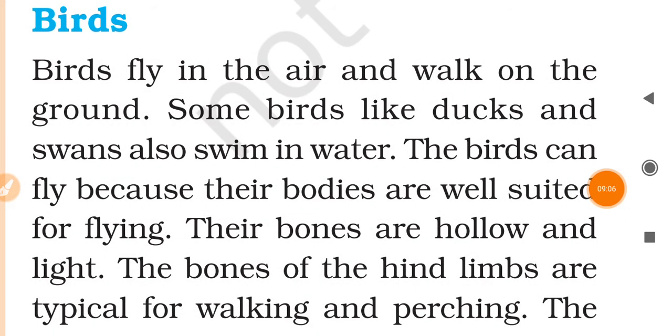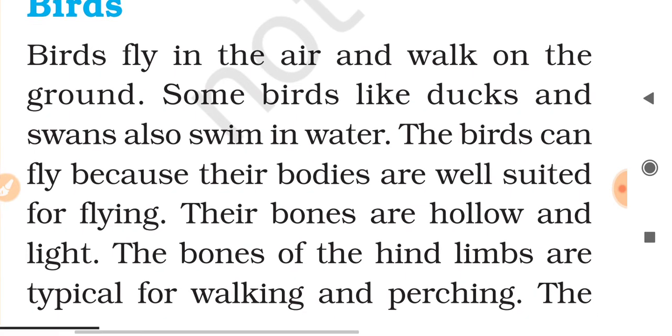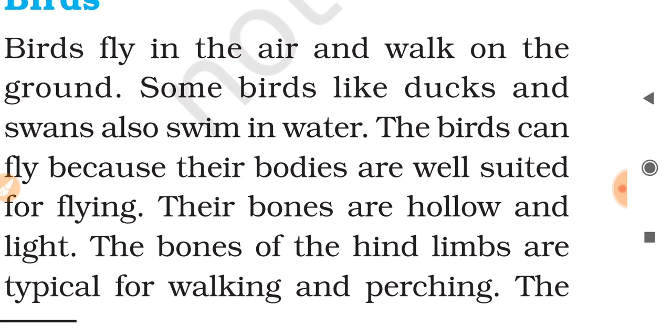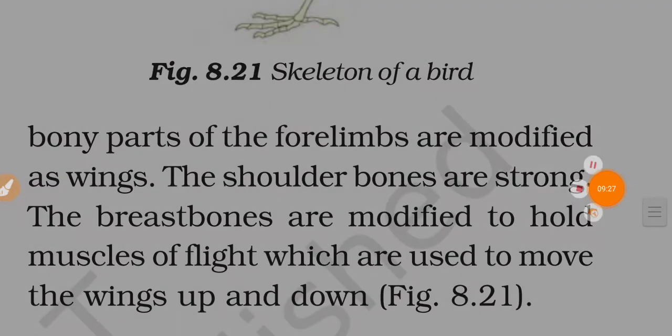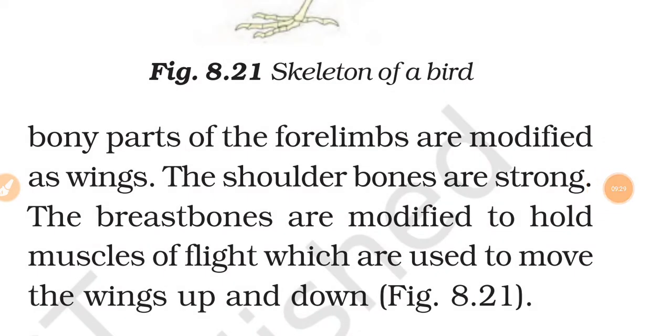Next is birds. Birds fly in the air and walk on the ground. Some birds, like ducks and swans, also swim in water. The birds can fly because their bodies are well suited for flying. Their bones are hollow and light. The bones of the hind limbs are typical for walking and perching. The body parts of the forelimbs are modified as wings. The shoulder bones are strong. The breastbones are modified to hold muscles of flight, which are used to move the wings up and down.